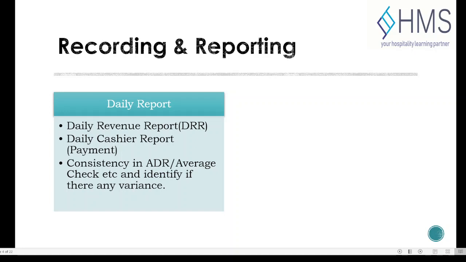Generating the daily revenue report from the system means they have to ensure that all the balances are settled out. There is a completeness of the revenue recording and collections recording. The trial balance is in sync, that we will discuss now. What is trial balance? And then the daily cashier report is also correct. Then the consistency in ADR and average rate, so they know, what we know by experience.